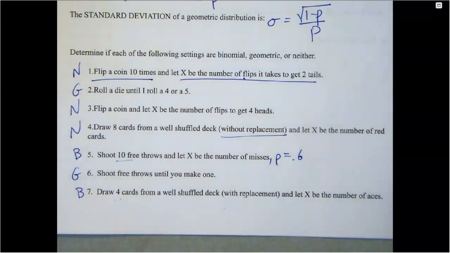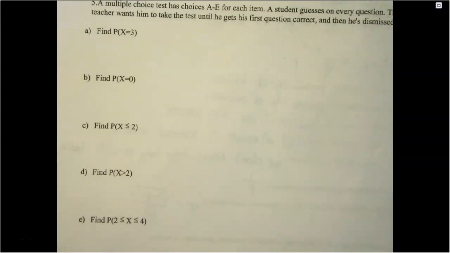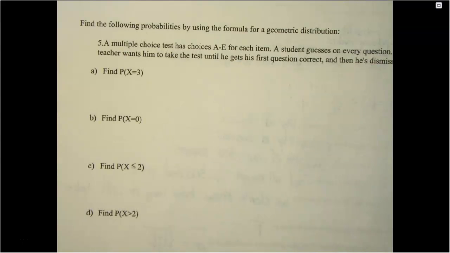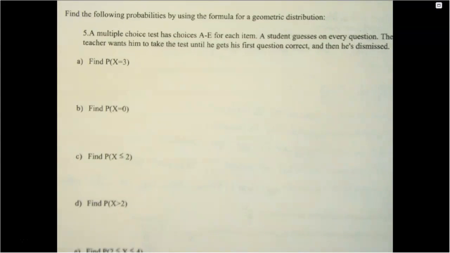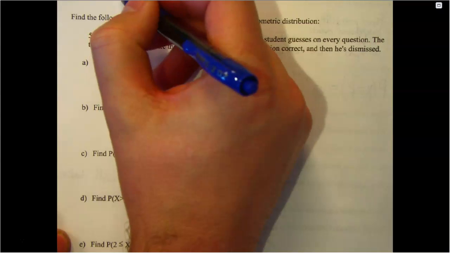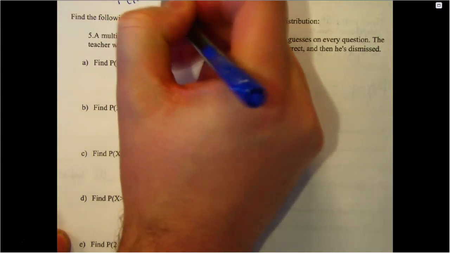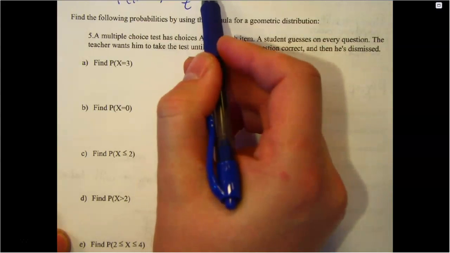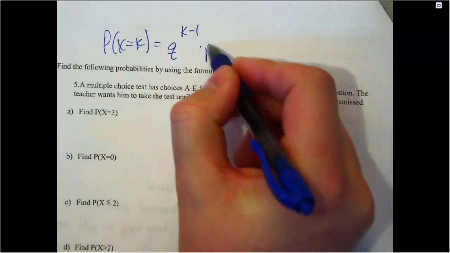Questions on any of those? Alright, we're going to do these by hand, without the geometpdf, geometcdf, and other calculator commands. So I know my formula: the probability X equals k is q to the k minus 1, because I'm going to fail every time except for 1, times p to the first.